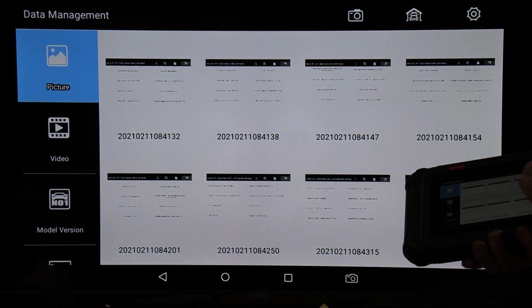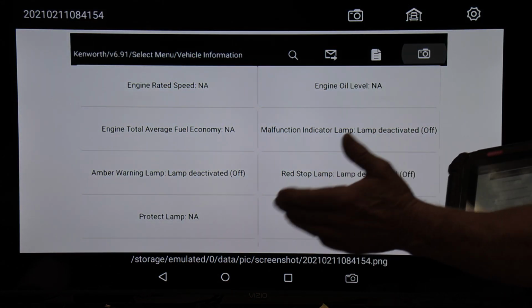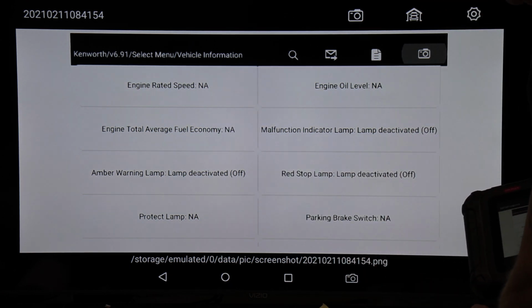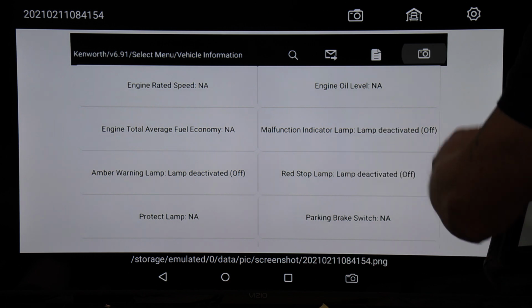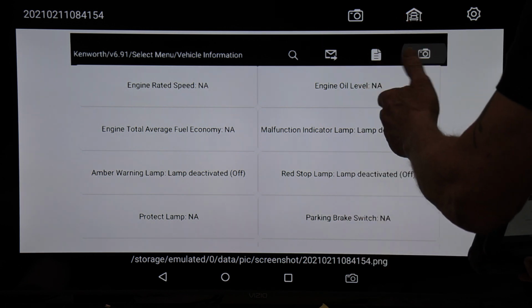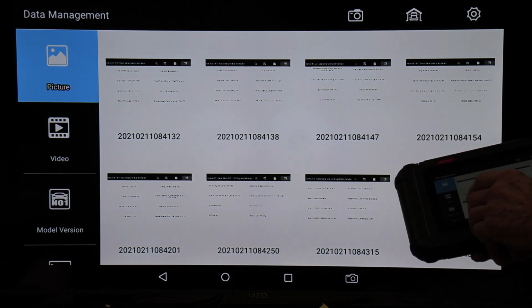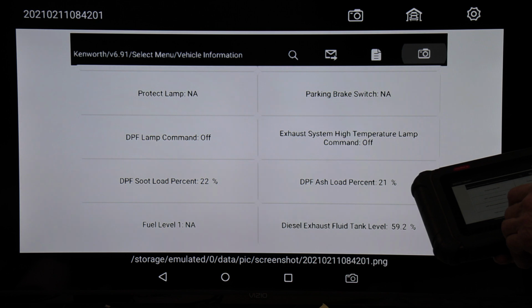So I believe we were in 3. We should be on number 4 now. Again, engine total, average fuel economy, whatever is there. You know, protect light, park light. Some are going to be on, some are not. It all depends on the vehicle that you have here. So now, I kept going. I kept taking these screenshots.